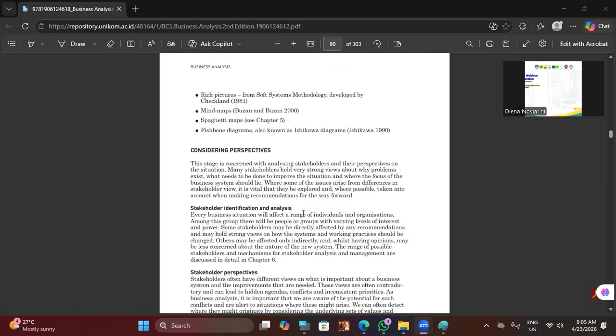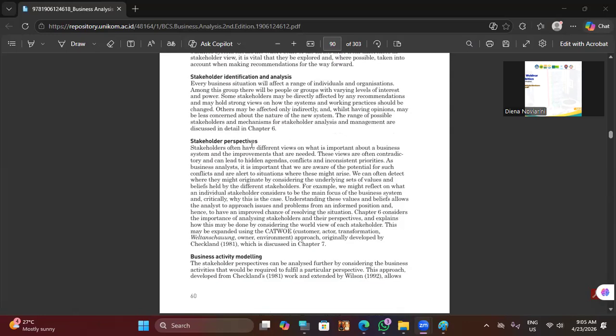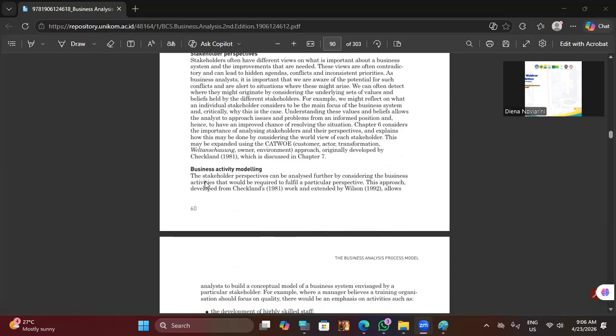And the stakeholder identification and analysis: some stakeholders may be directly affected by any recommendation and may hold strong views on how the system and working practices should be changed. And the stakeholder perspectives have different views on what is important about a business system and the improvements that are needed. This is about the business activity modeling.